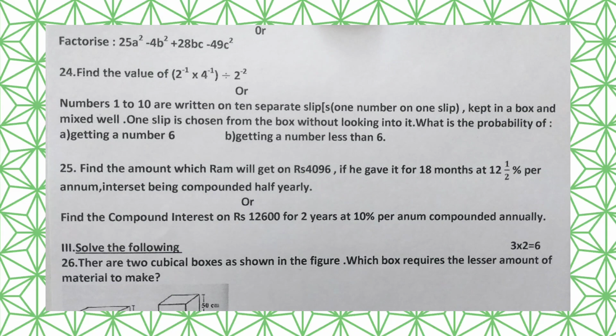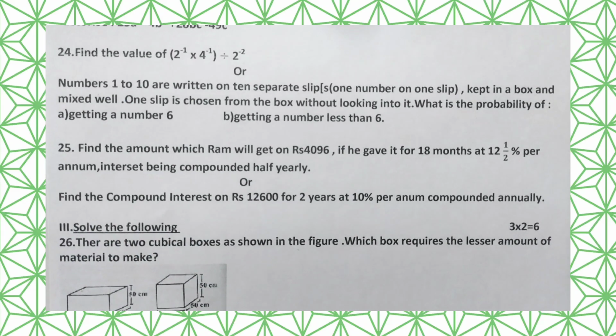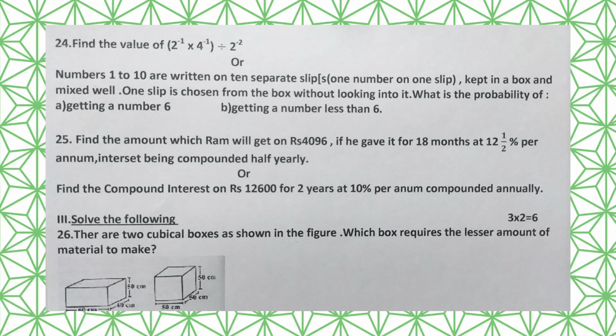25th question: Find the amount which Ram will get on rupees 4096 if he gave it for 18 months at 12 1/2% per annum, interest being compounded half yearly. There is another internal choice question: find the compound interest on rupees 12,600 for 2 years at 10% per annum compounded annually. So now let us answer both the questions.